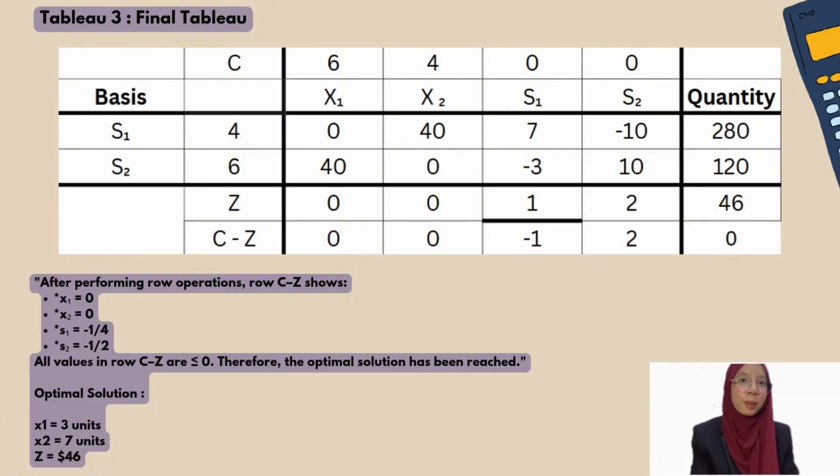Now, let us read the optimal solution from the table. Looking at the basis column, we can see that x1 and x2 are the basic variables. The quantity column shows that x1 equals 3 units and x2 equals 7 units. Finally, the objective function value z can be found at the bottom of the quantity column. The maximum profit achieved is $46. In summary, the optimal production plan is to produce 3 units of product x1 and 7 units of product x2, which will yield a total maximum profit of $46.